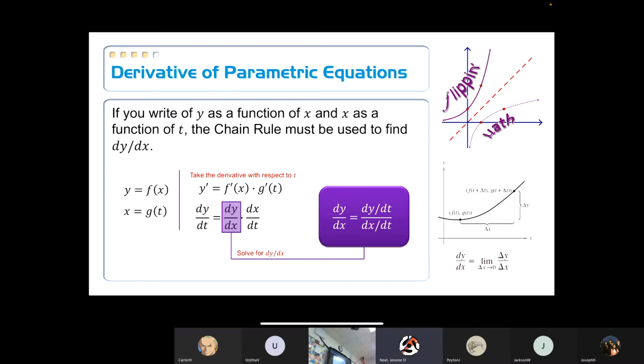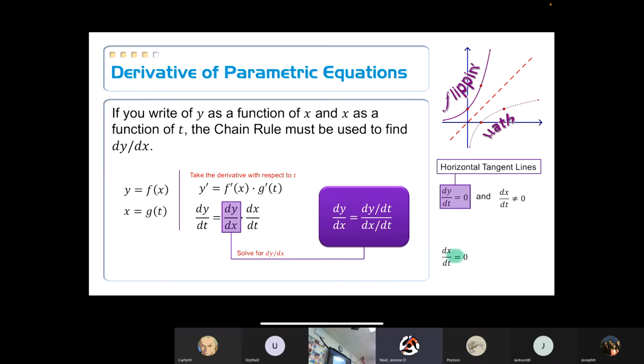So how would you find vertical tangent lines? The derivative of x is 0, but the derivative of y cannot be 0, or again, you'd have to use L'Hopital's rule. So definitely write something down for each one of those.